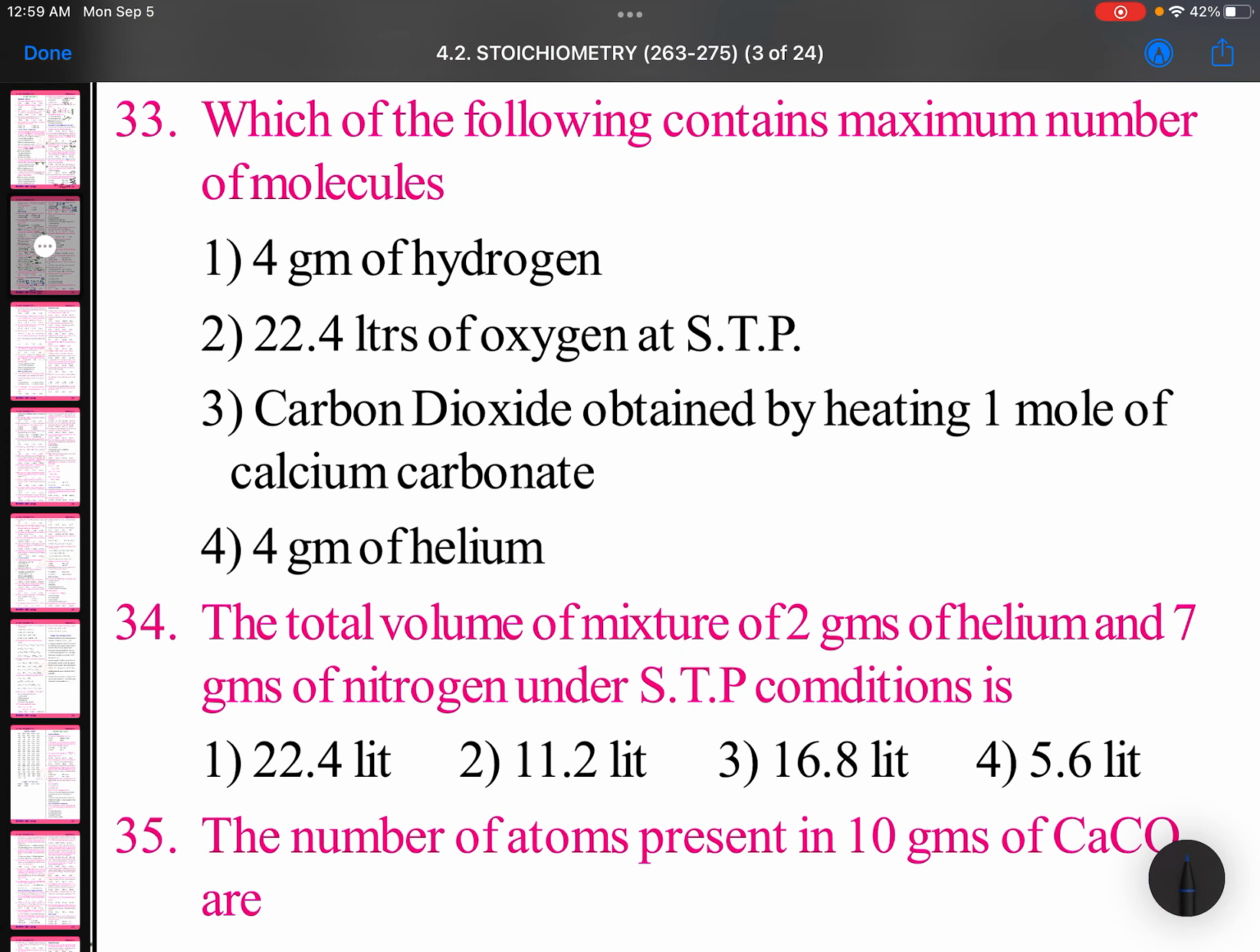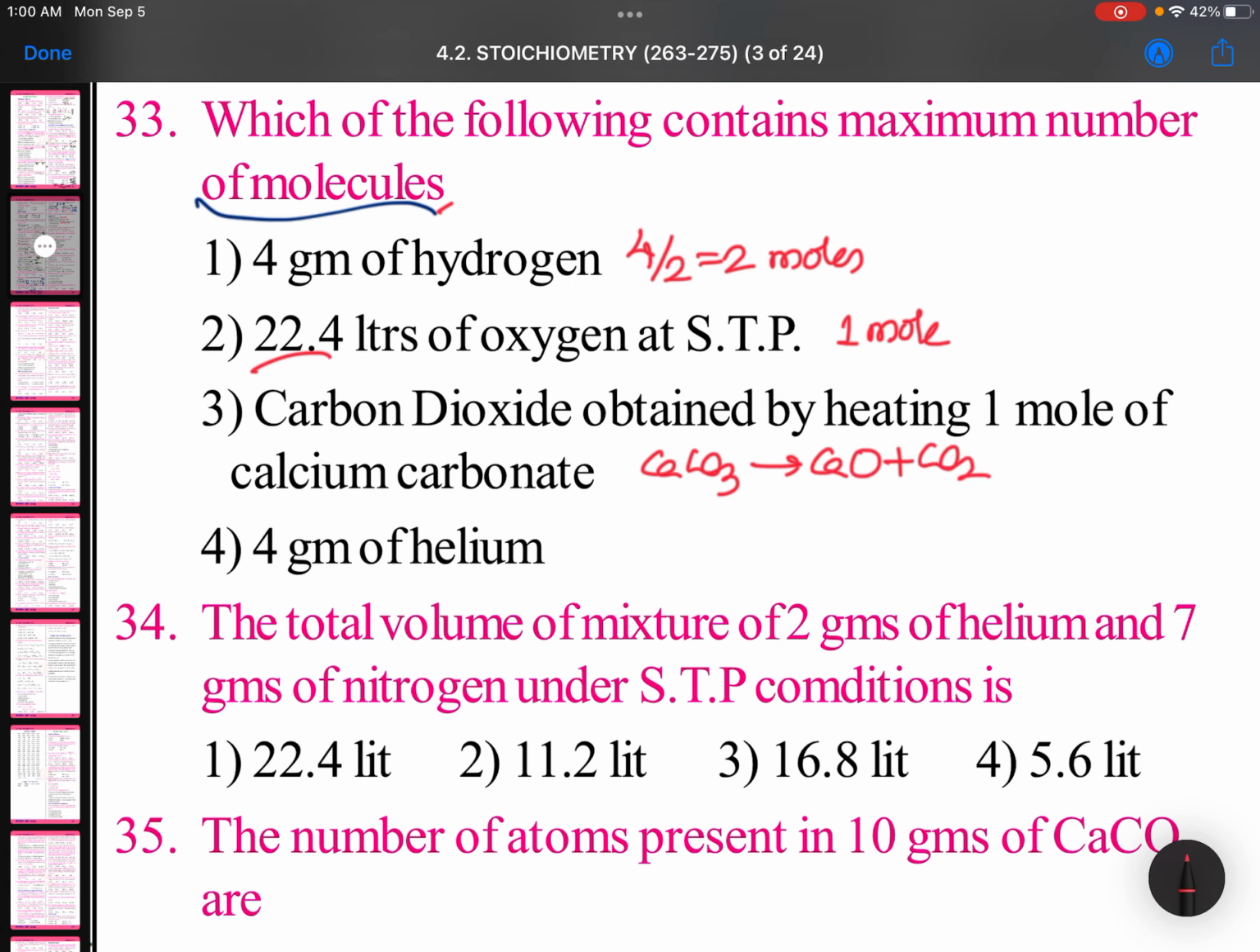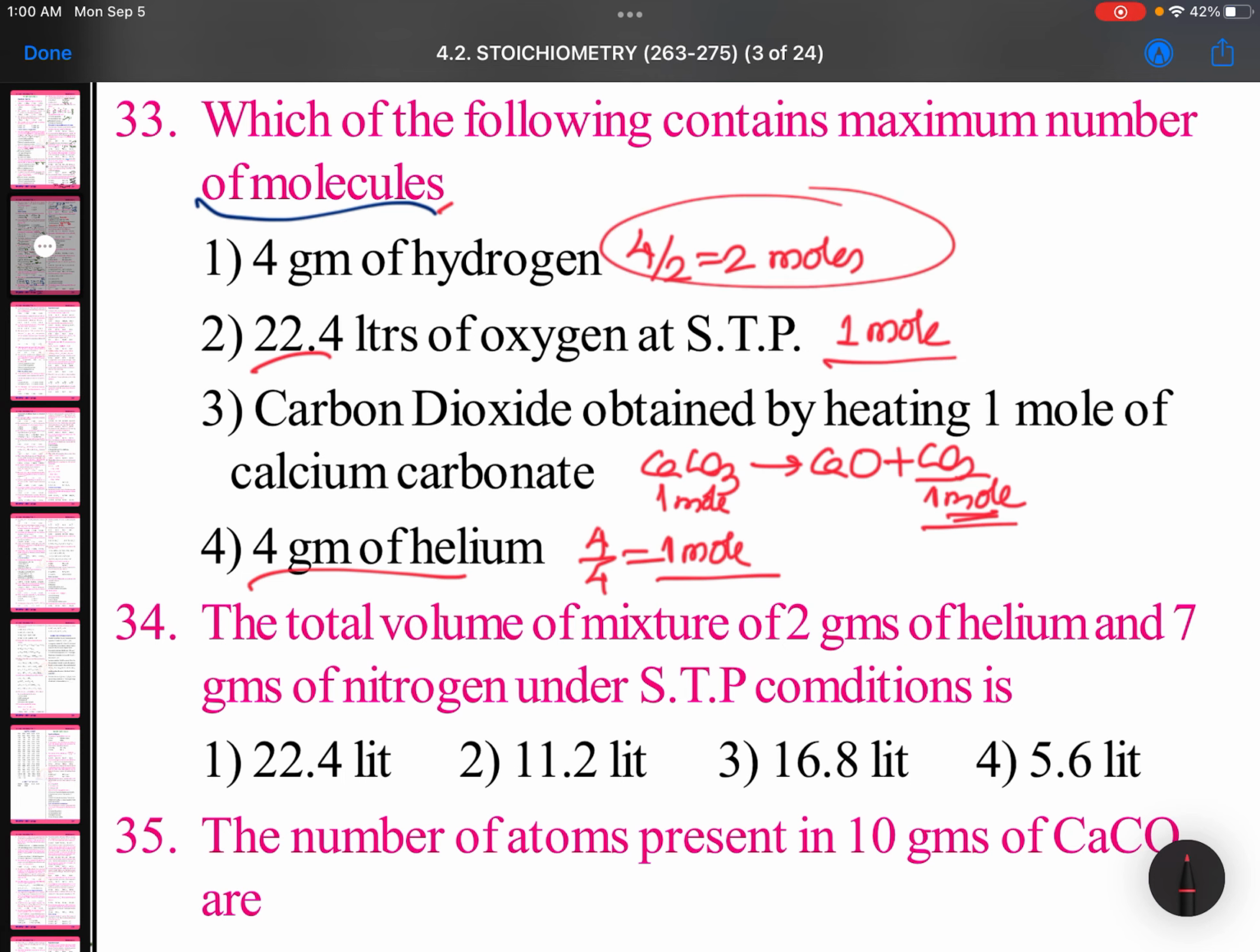Which of the following contains the maximum number of molecules? As we already discussed, maximum number of moles means maximum number of molecules. 4 grams of hydrogen, 2 moles. 22.4 liters of oxygen at STP is 1 mole. Carbon dioxide obtained by heating 1 mole of calcium carbonate, CaCO3, which on heating gives CaO plus CO2. 1 mole gives 1 mole of carbon dioxide, so again 1 mole. 4 grams of helium, 4 by 4 is equal to 1 mole. Helium atomic mass is 4. So 1 mole, 1 mole, 1 mole, and your answer is 2 moles.